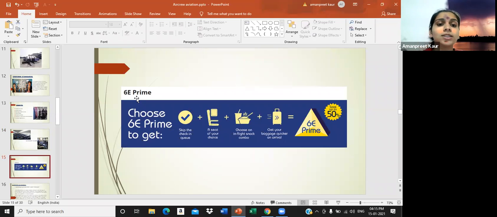That is called the 6E Prime. 6E is the code which is assigned by the IATA to IndiGo Airlines. Here, it offers a 6E Prime benefit, that is, we can skip the check-in queue by the fast forward service they provide. Then a seat of our choice, whichever seat we want to take, and we can choose an in-flight snack combo and then get our baggage quicker on arrival.